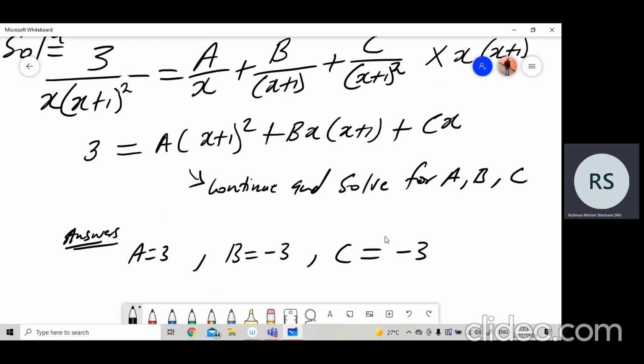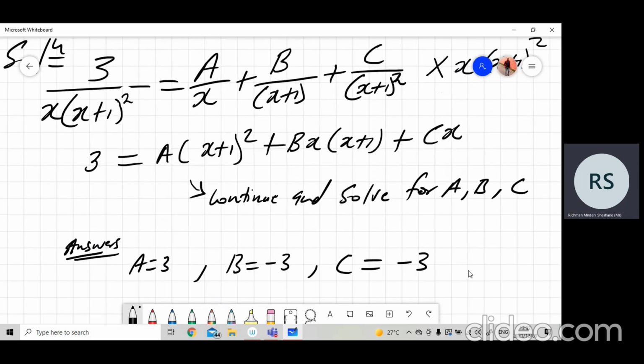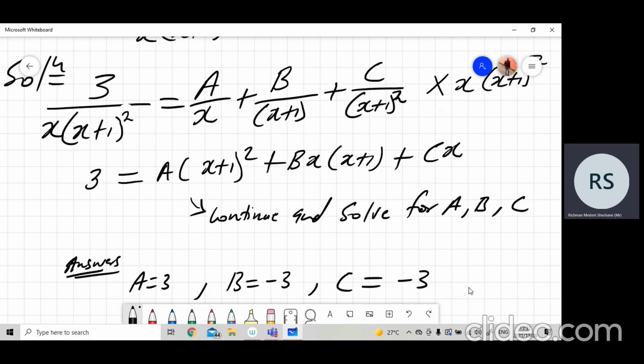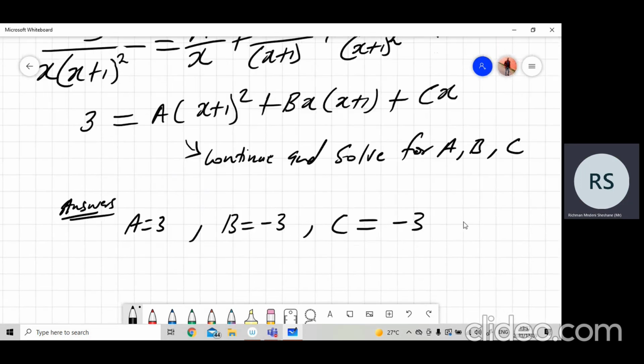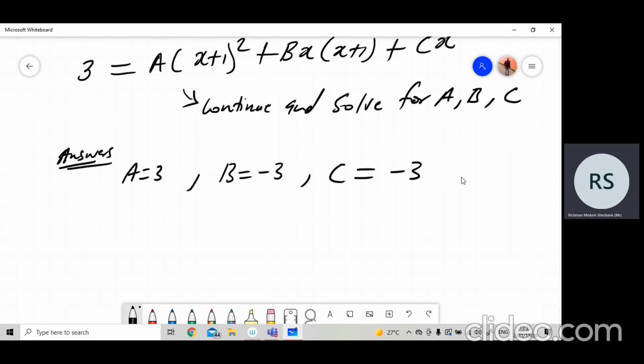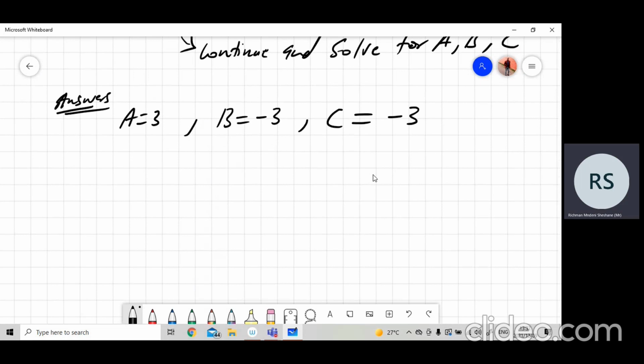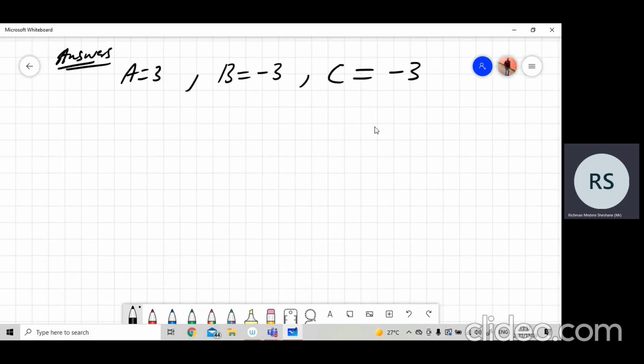The main idea here was to teach you, if you have a repeated factor in the denominator, how you treat the repeated factors. So what is the form of a partial fraction if we have a repeated quadratic factor?